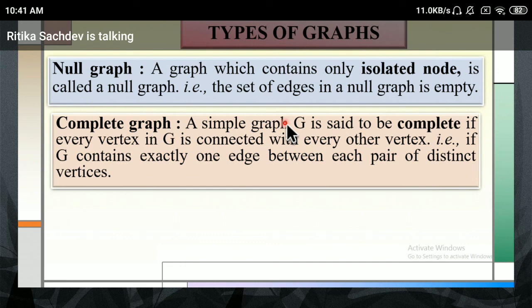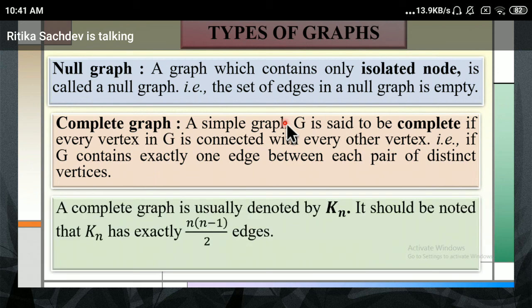Same way, if I have n number of vertices, then the total number of edges will be n into n minus 1 by 2. Why are we saying n into n minus 1 by 2? Because n is the number of vertices. It has to be connected to the remaining n minus 1 vertices. And since each edge is counted twice, we have to divide by 2. And this is what we had written down. In a complete graph, which is usually denoted as capital K underscore n or capital Kn, it should be noted that Kn has exactly n into n minus 1 by 2 edges.